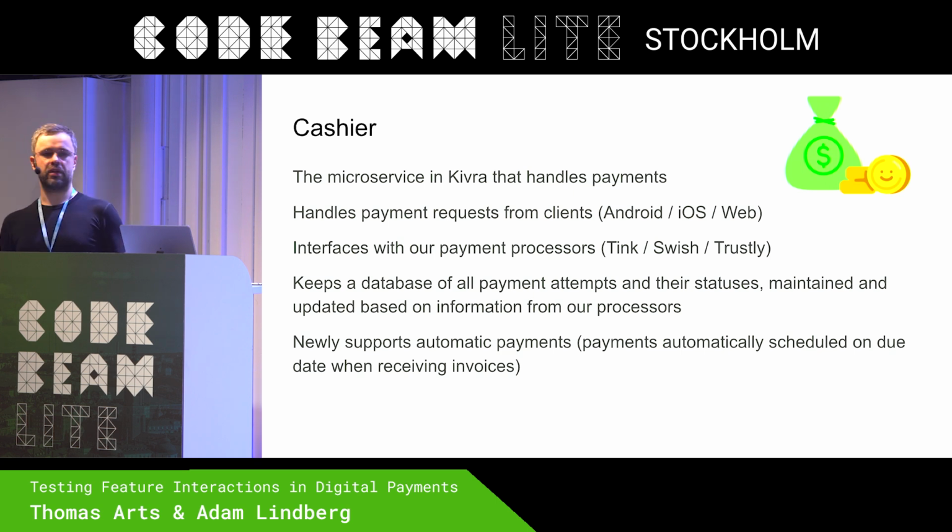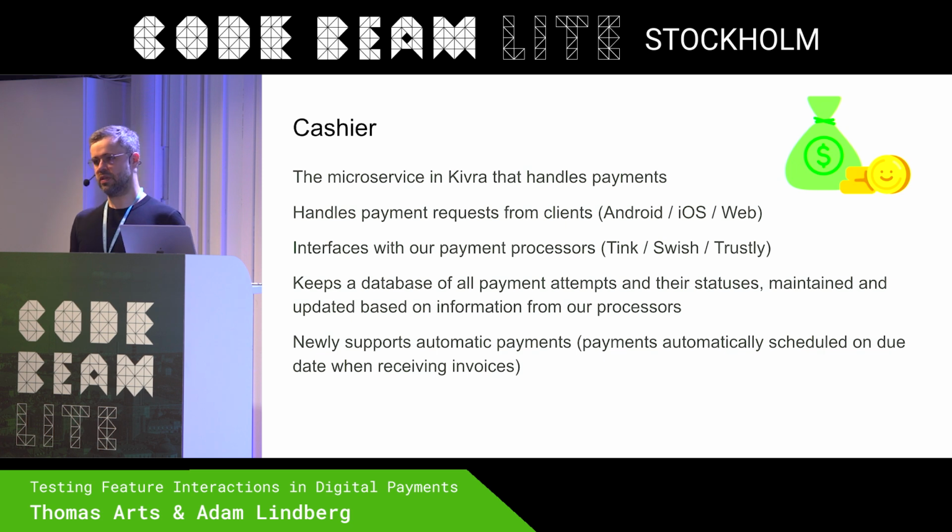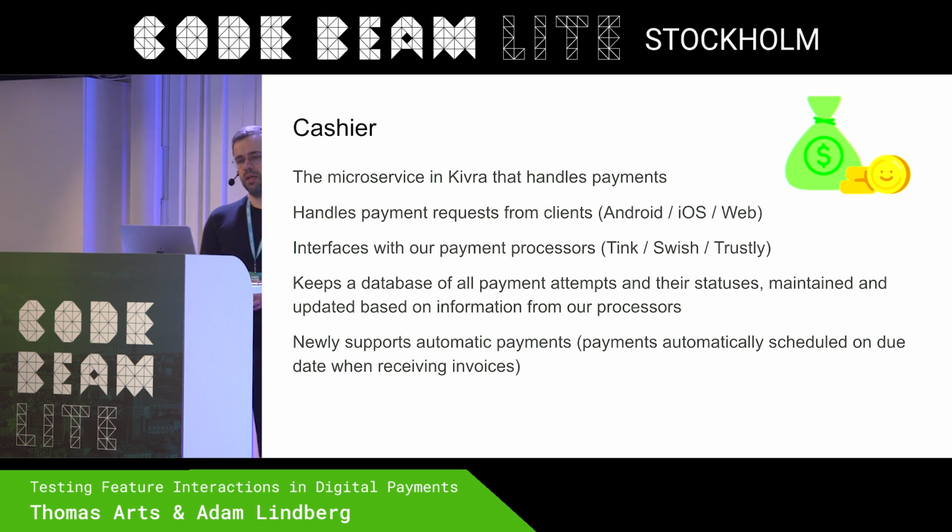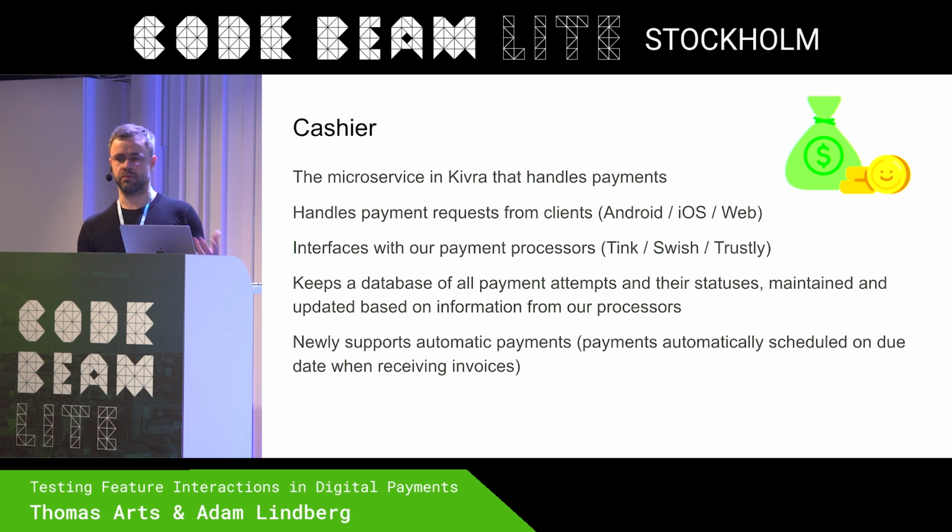So in Kivra, we have a microservice called Cashier, and that is the service that handles all the payments inside Kivra. It takes payment requests from clients. We have Android, iOS, and web, where people can log in, view their mailbox, and decide that they want to pay an invoice that they got, for example. Then this service takes that request, does some sanity checks and security things, and talks to payment processors which execute the actual transfer of money for us.